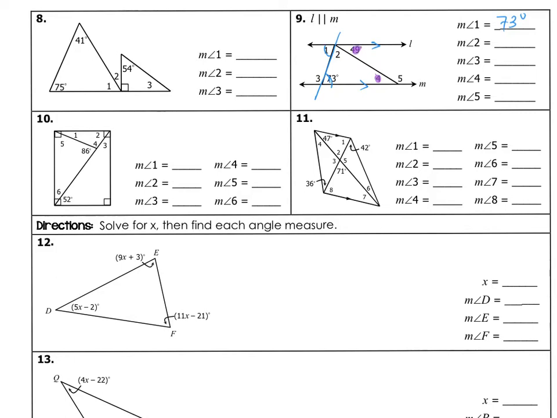Same thing with angle 4 and 49 degrees, right? So angle 4 should be 49 degrees because they're alternate interior angles as well. And if I look at angle 3, angle 3 and 73 degrees are obviously a linear pair, so angle 3 must be 180 minus 73, which gives me 107 degrees.